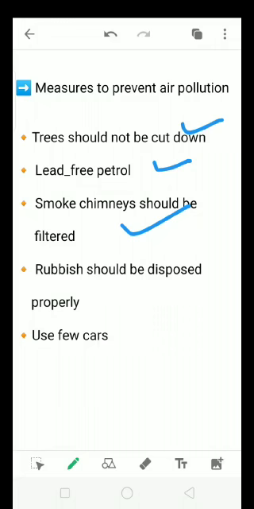The rubbish collected in heaps should not be burned. It should be disposed of properly. So as much as possible, people should travel by bus. There should be fewer cars on the road.